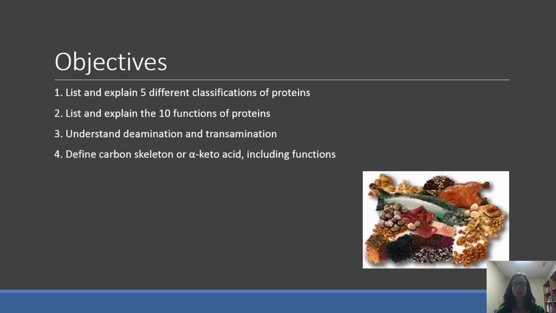So the objectives are to list the different ways to classify proteins, list the different functions of proteins, understand deamination and transamination, and define carbon skeleton and alpha keto acid, including their functions.